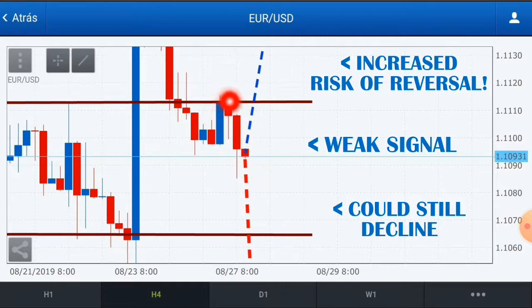Now, technically speaking, this is a bearish signal, so it does have a chance of continuing the movement bearish. But because of how weak it is, there's now an increased chance of a reversal that could take out the signal.